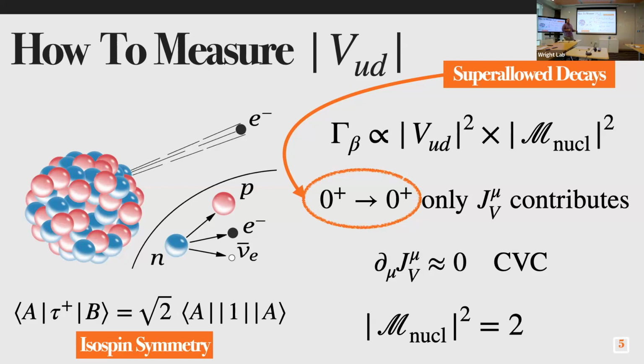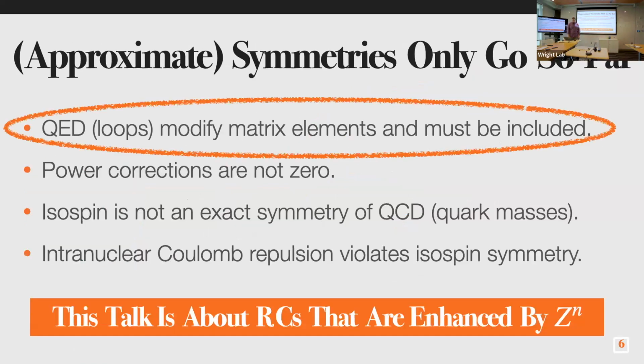And then you just have to ask, well, there's clearly corrections to these things. Maybe the vector current isn't perfectly conserved. Isospin symmetry is broken. And then also, importantly, quantum electrodynamics breaks isospin. And that means that whenever I have radiative corrections from photons talking between the electron and the nucleus, I get corrections to these things. So there are a number of things you need to consider. So power corrections are not zero.